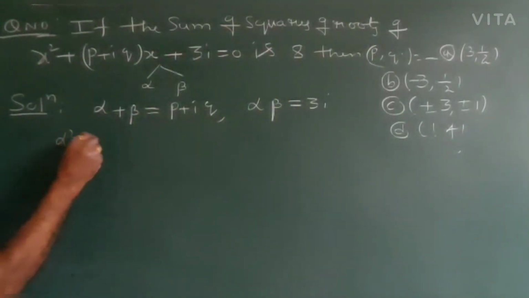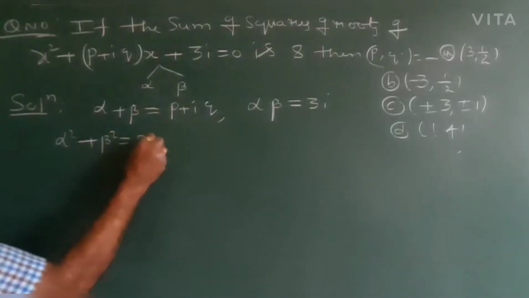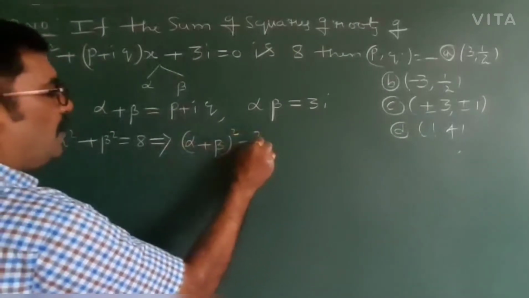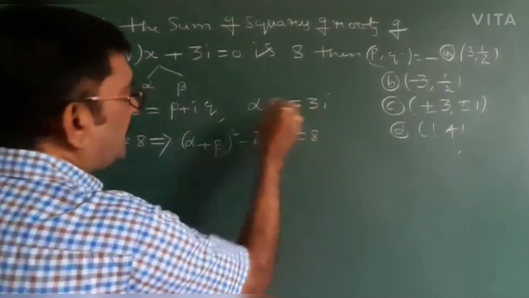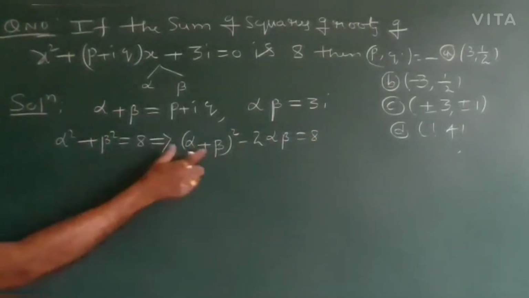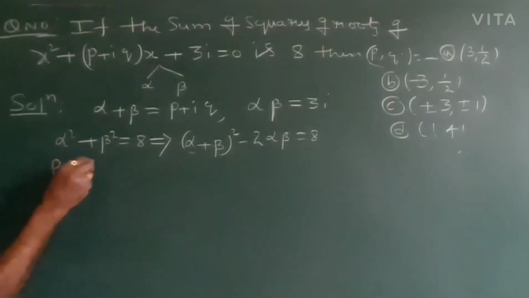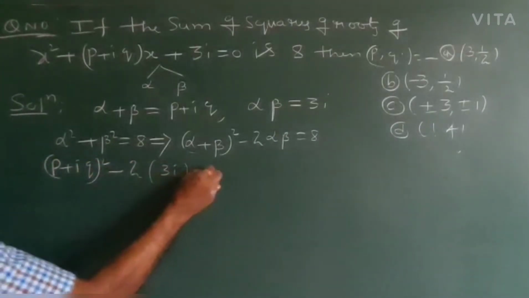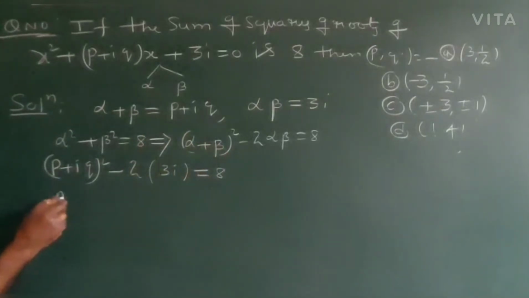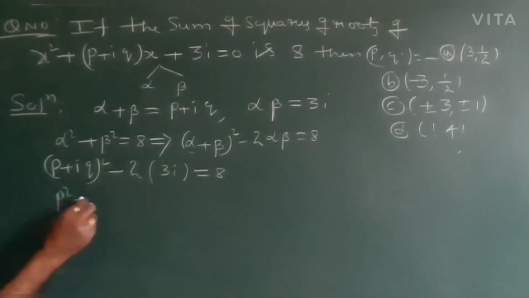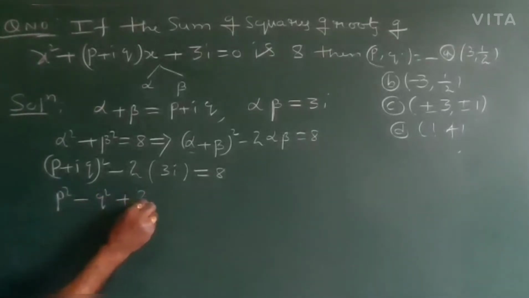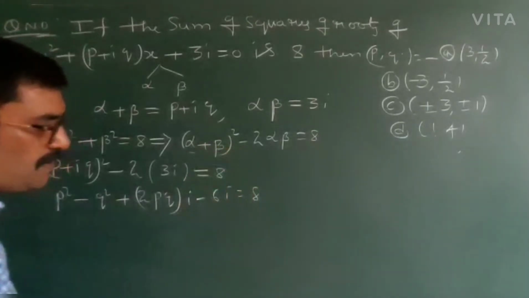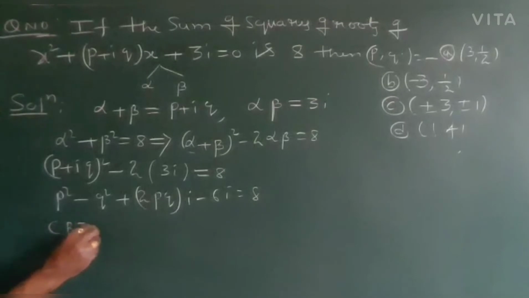It means that alpha square plus beta square is equal to 8, which means alpha plus beta whole square minus 2 alpha beta is equal to 8. Substitute: alpha plus beta, that is p plus iq whole square, minus 2 into 3i is equal to 8. Now expand this: p square, i square is equal to minus 1, it becomes q square, 2 into pq into i, minus 6i is equal to 8.